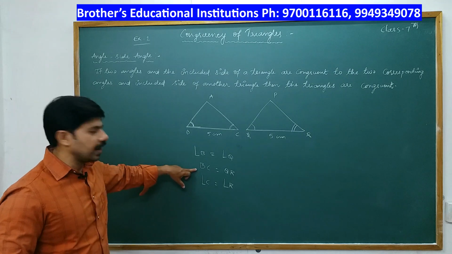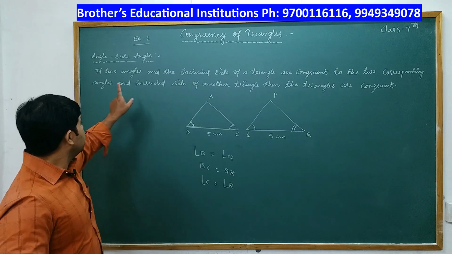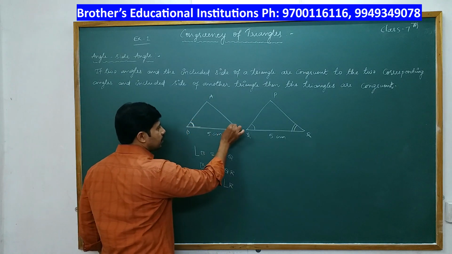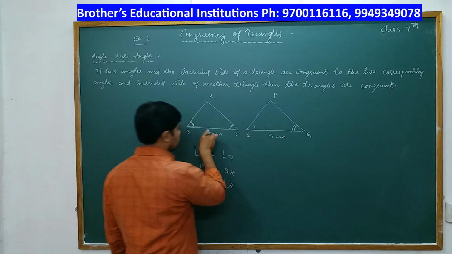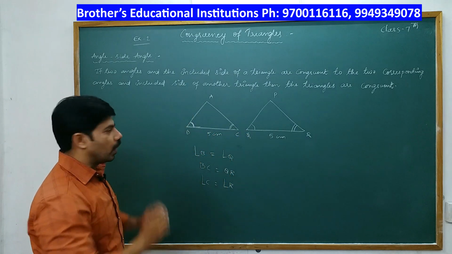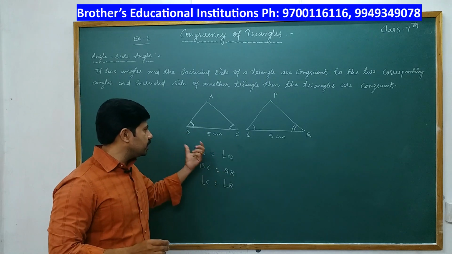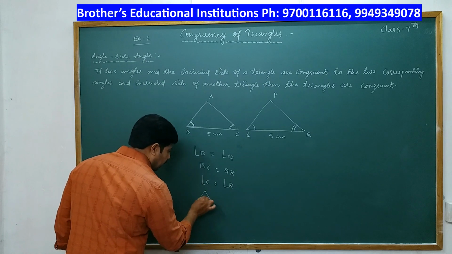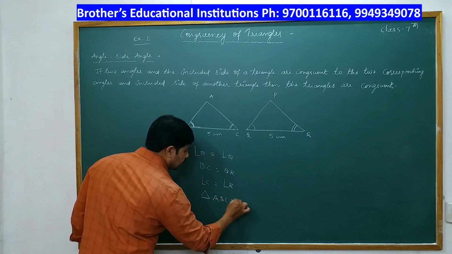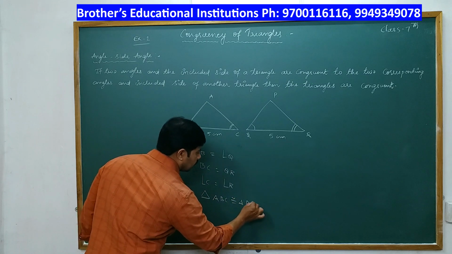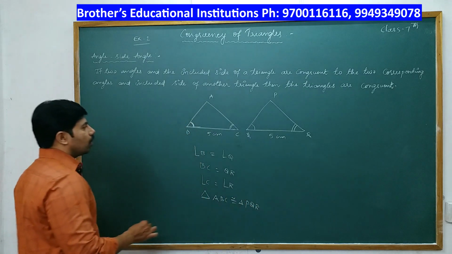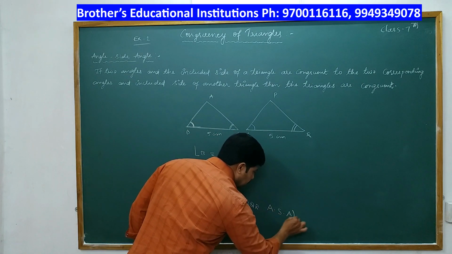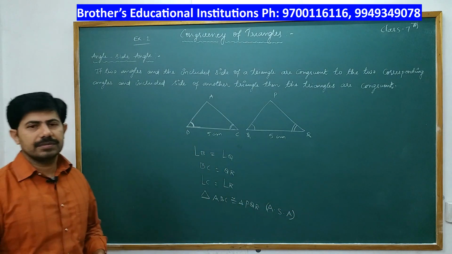If two angles and the included side, remember included side means the side should be between the two angles. So angle B is equal to angle Q, BC is equal to QR, and angle C is equal to angle R. Then we say triangle ABC is congruent to triangle PQR according to angle side angle, that is ASA, right?